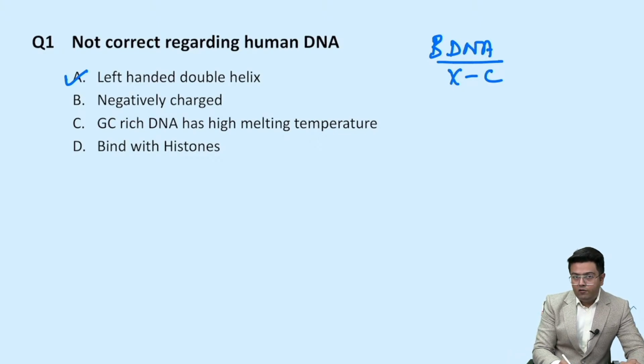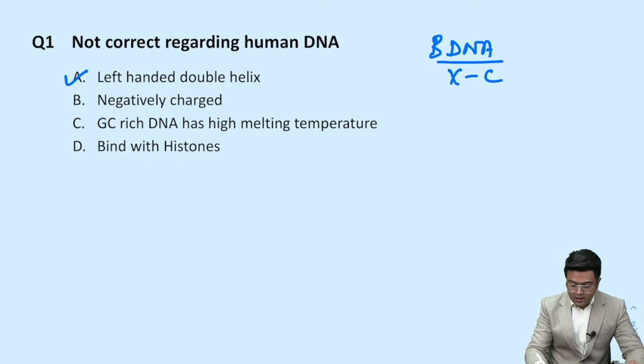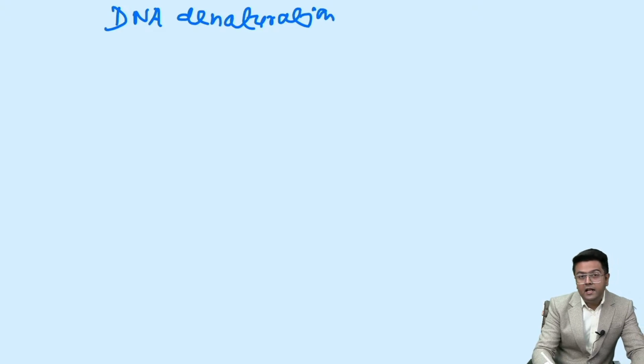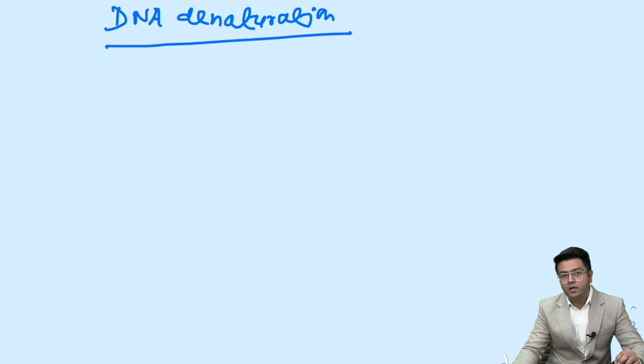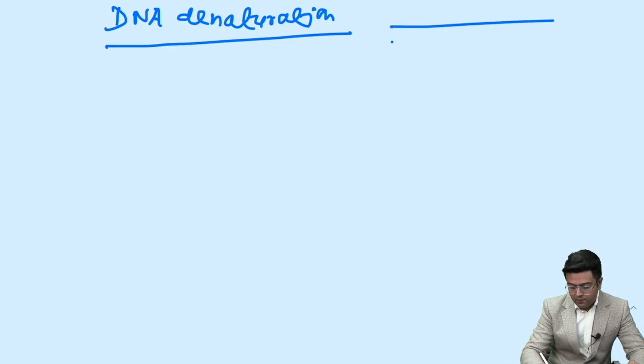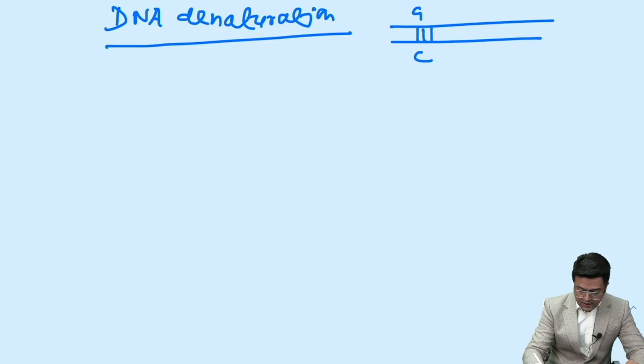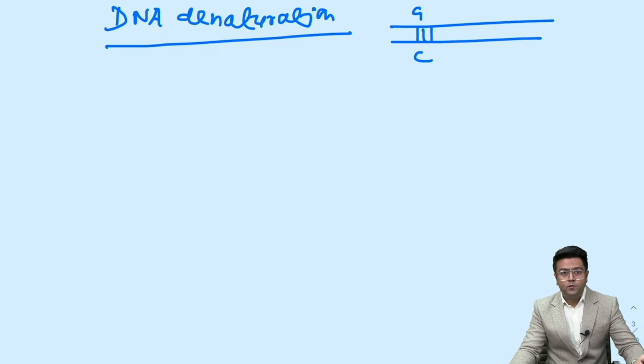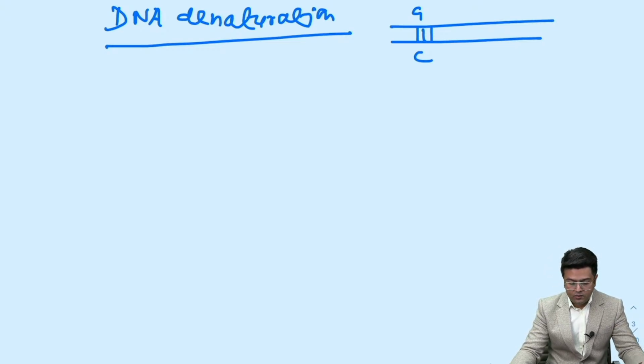Option A. It is negatively charged, yes, because of the presence of phosphate. GC-rich DNA has a high melting temperature, because that is again a question which has been asked previously. There is a term called DNA denaturation, and DNA denaturation occurs at a high temperature of around 90 degrees Celsius, so the two strands of the DNA separate. Those DNA which have G and C obviously have 3 hydrogen bonds, so that is the DNA which is less prone to denature easily. So that is one point.